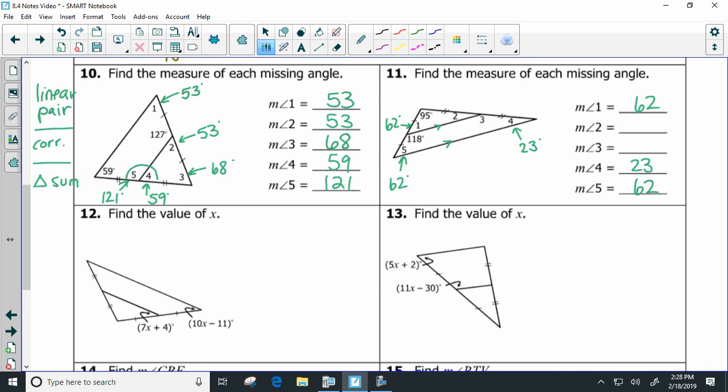Well, angle 4 and angle 2 are corresponding angles, which means angle 2 also has to be 23 degrees. And then finally, angle 2 and angle 3 are a linear pair. So I do 180 minus 23 and get 157. 157 degrees.